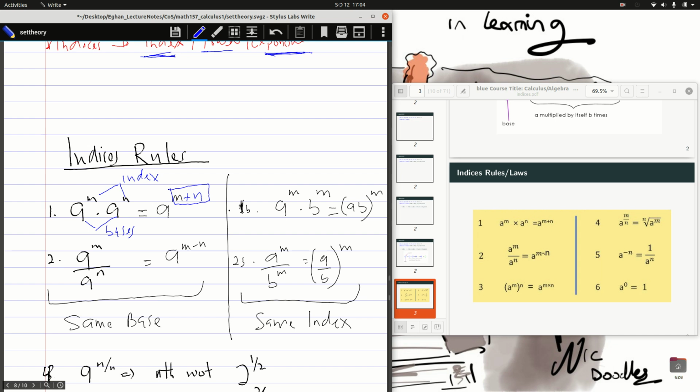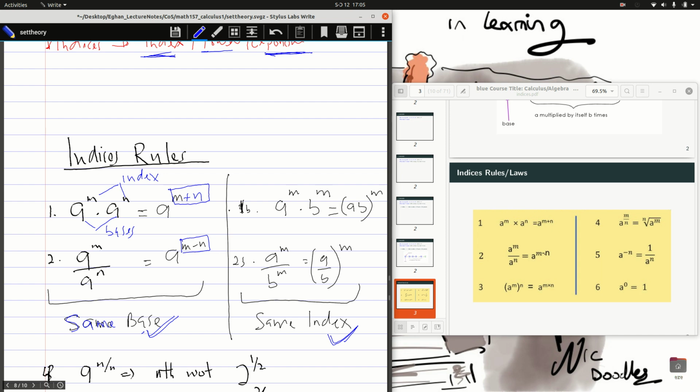Again, if the bases are the same and they are dividing, then we take the difference in the index. So this is basically when the bases are the same. The key word here is the same base. You pick one and then you do something with the indexes. Now I've tackled rule 1 and rule 2. In the case where the indexes are the same, it's the same rule 1, I'm calling it rule 1b.